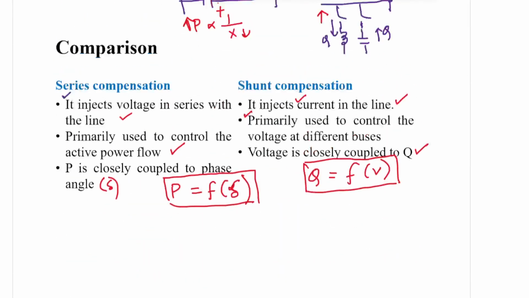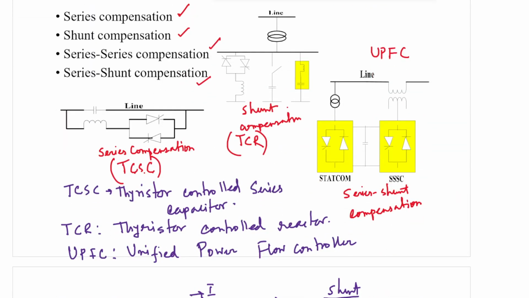If you see this diagram, this is a shunt controller, which is called STATCOM, the static synchronous compensator, and this is a series compensator. You see, this injects a voltage in series. This is connected in series with the line, and this is the common DC link, that is this capacitor. So this is the diagram of UPFC.